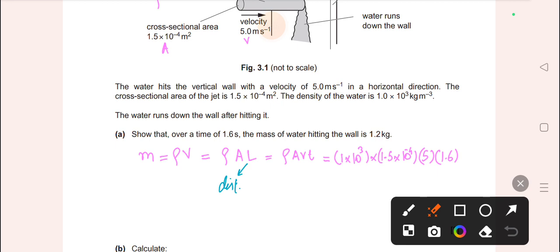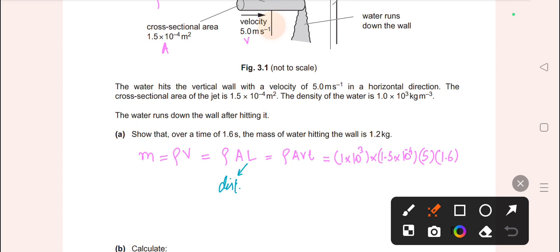The mass is equal to density times volume. Density is mass over volume, so mass is density times volume. The density is given, but how would we find volume? We are given the cross section area. You can see that the water jet almost looks like a cylinder, right? So for a cylinder, the volume is the cross section area multiplied by its length. So area is given. How would we find the length?